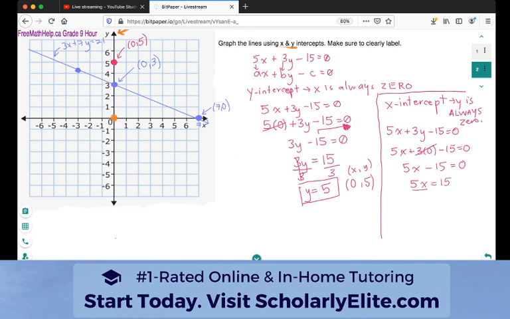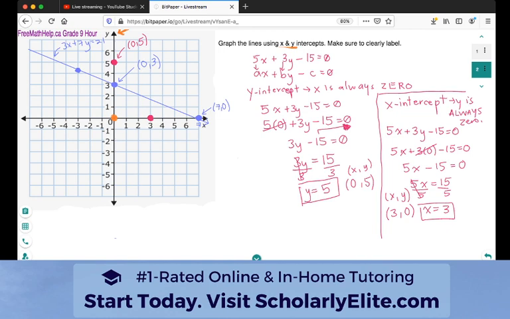And then we just solve for x. Simple as that. 5 divided by 5 is 1, and 15 divided by 5 is 3. So the x-intercept occurs at x equals 3, but the actual point where it's happening is (3, 0). And again, that's (x, y). (3, 0). See that right here? This guy right here.